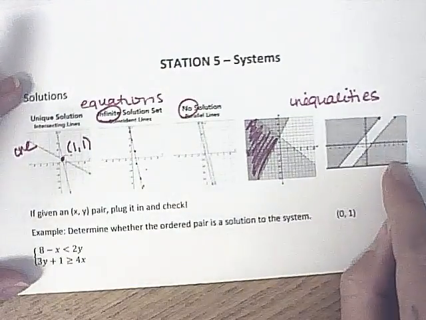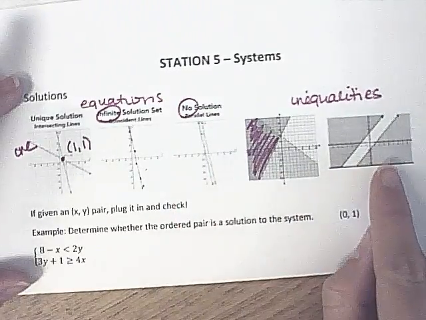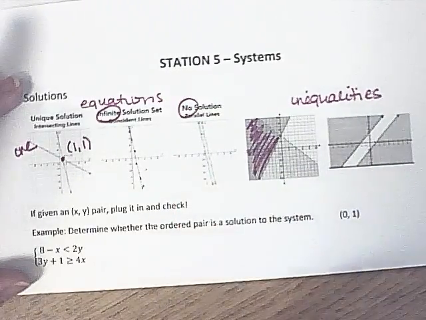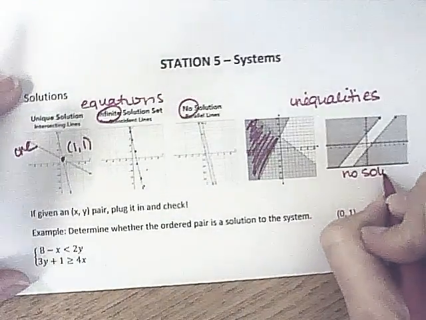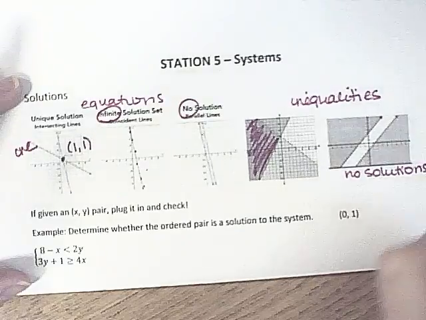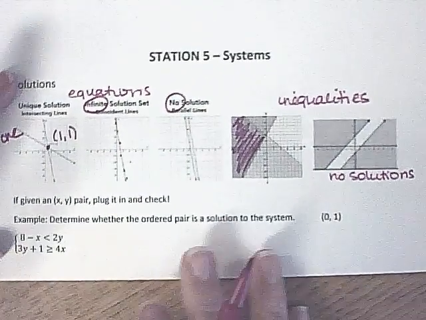In this example, I have two parallel lines, so it's much like this one over here, except now I also have shading. The shading is in opposite directions, so that means there are no solutions here. That's a specific case that happens, but there isn't any overlap, and that's why I'm not going to be able to find a solution.